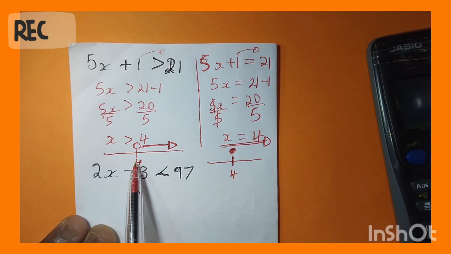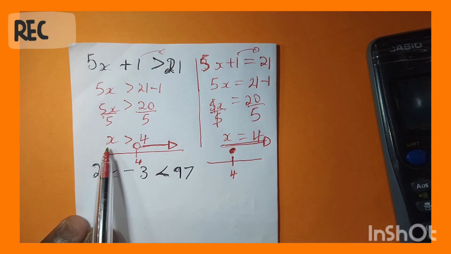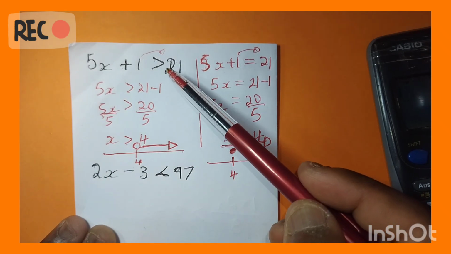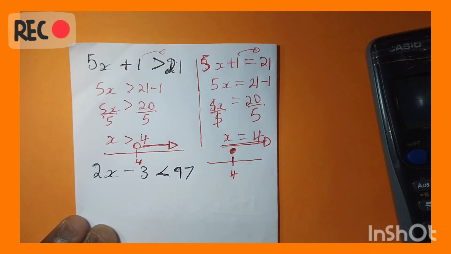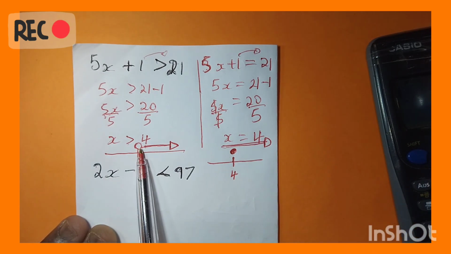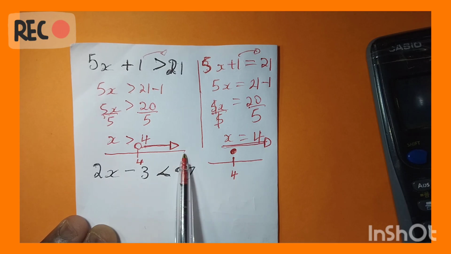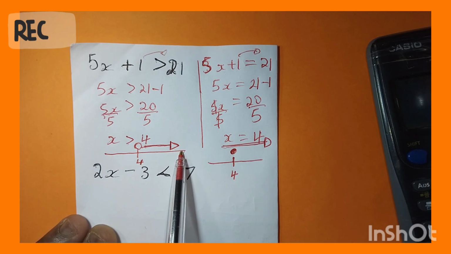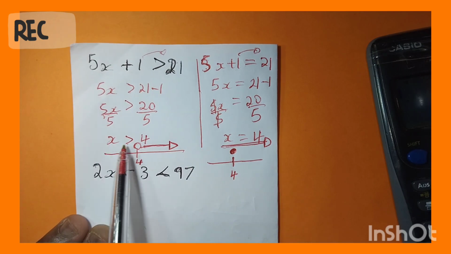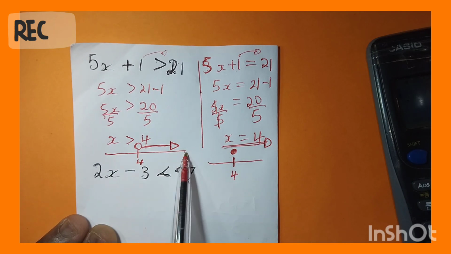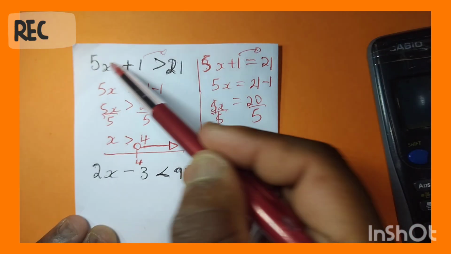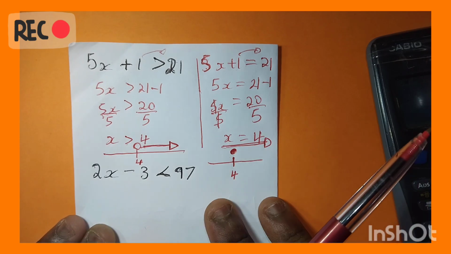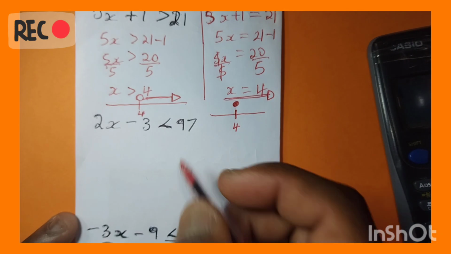That symbol means that the values of x which are greater than 4 are the ones which are suitable for this inequality. Here we are including all the values which are greater than 4, meaning x is greater than 4, so all the values greater than 4 are included in this inequality. Let me show you this one then, as well.